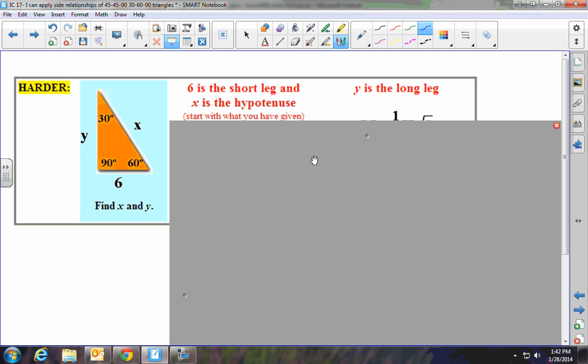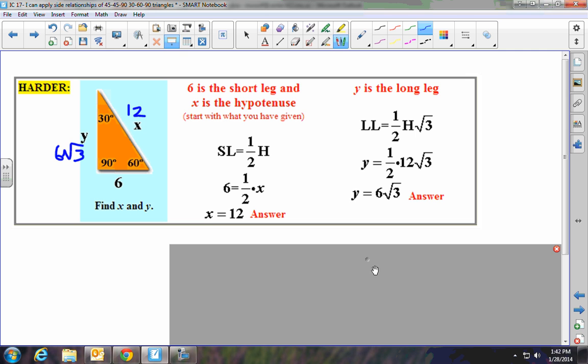All right, something a little harder. This time we're given the short leg. So to go from short leg to hypotenuse, you'll remember that this is half the hypotenuse. So if 6 is half, then the hypotenuse has to be 12. And the long leg, we just take the short leg, which is 6, and multiply it by radical 3. And these confirm that our answers are correct.